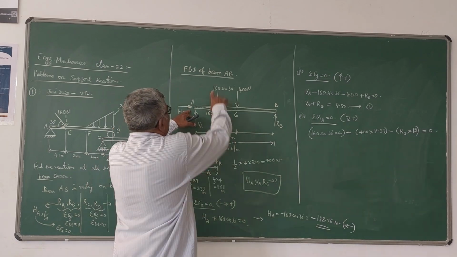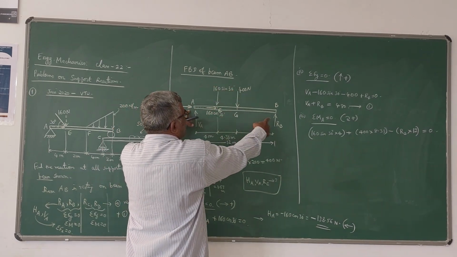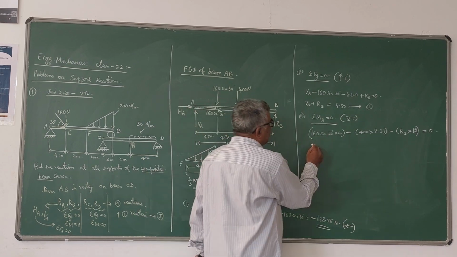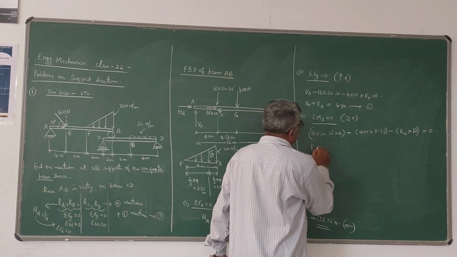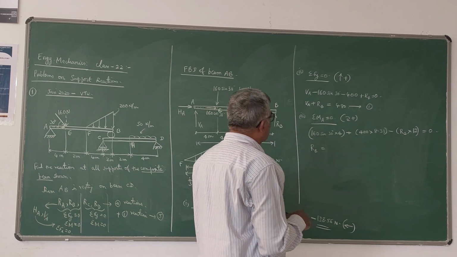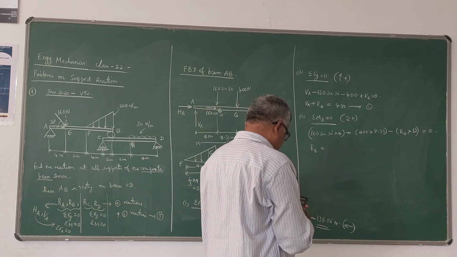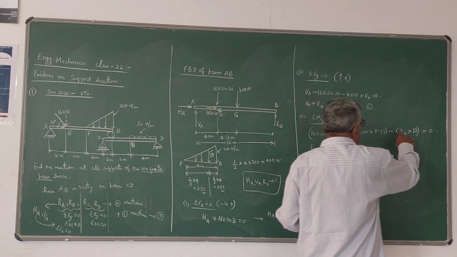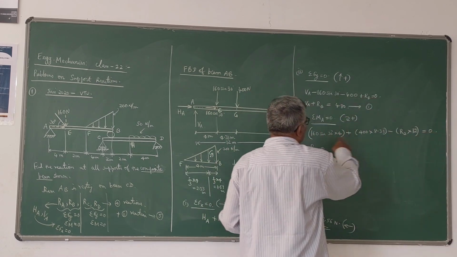So we have taken the moment due to this, and due to this. One is anti-clockwise, two are clockwise. Now you can get the value of RB from this. So you can simplify this. 160 sin 30 is 80. 80 into 4 is 320. So RB is equal to, if you bring this RB to that side, it becomes positive.